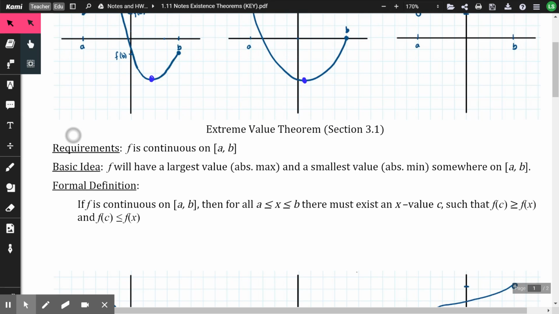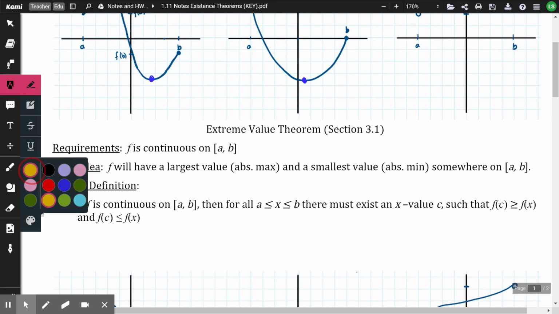Now, it's important to note that this x value c is not going to be both the absolute min and max at the same time. It would be a pretty boring function if that was the case. But in general, it's just going to say that there exists some sort of x value somewhere on that interval, and we're just going to call that c.